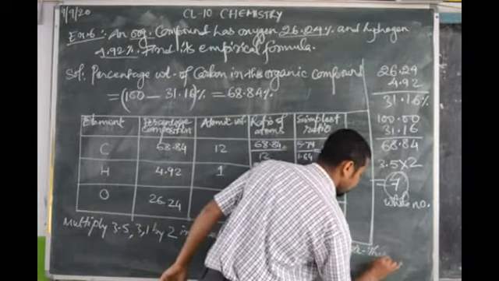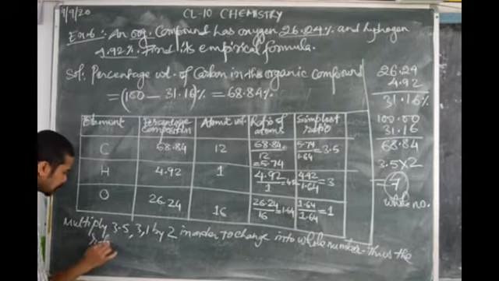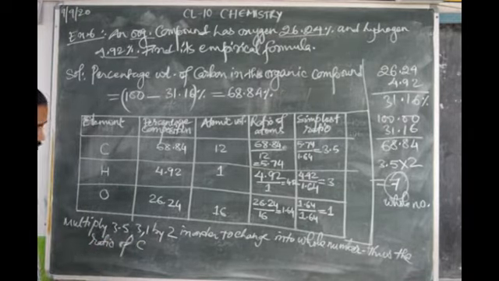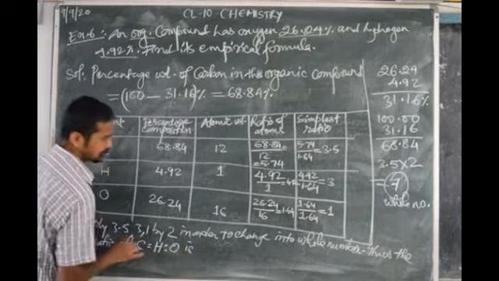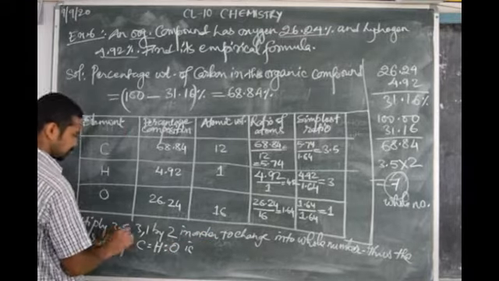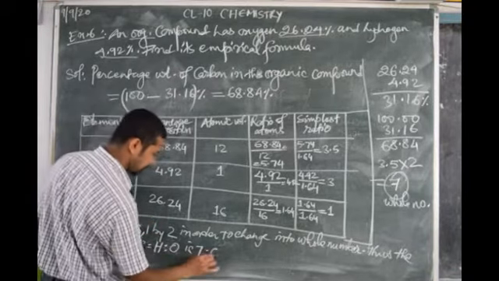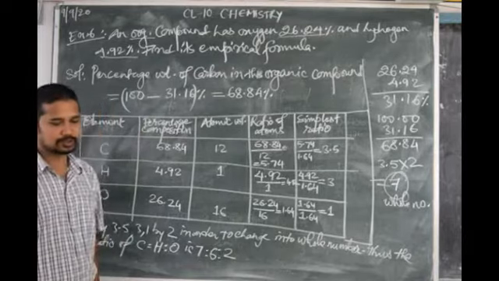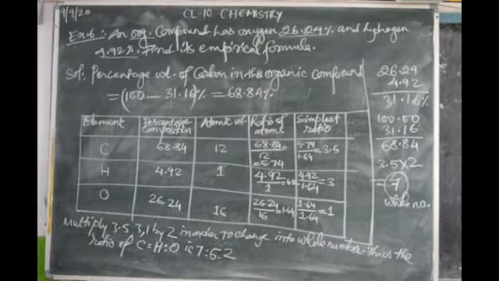Thus, the ratio of carbon to hydrogen to oxygen is, now 2 into 3.5 becomes 7, oxygen is 2. Hydrogen is becoming 6. Oxygen is becoming 2. So the ratio has now become 7 is to 6 is to 2.